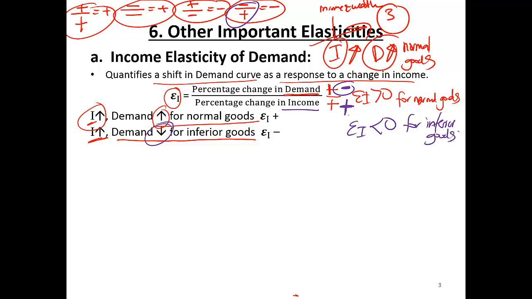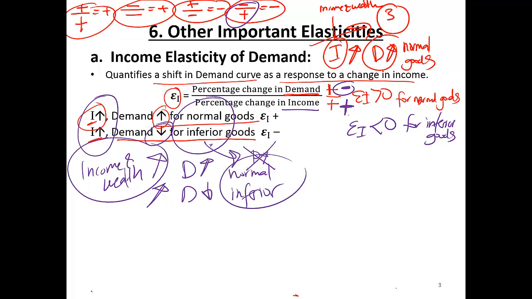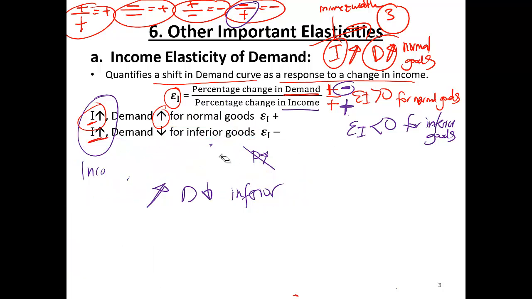Many students get confused between inferior and normal goods, in the sense that they sometimes think that inferiority or normalcy is because of a change in price. This is totally wrong. Inferiority and normalcy come from change in income and wealth. That is super important. Income, wealth goes up, demand goes up, that's a normal good. Income, wealth goes up, demand goes down, that's an inferior good. Inferiority and normalcy come only from a change in income.